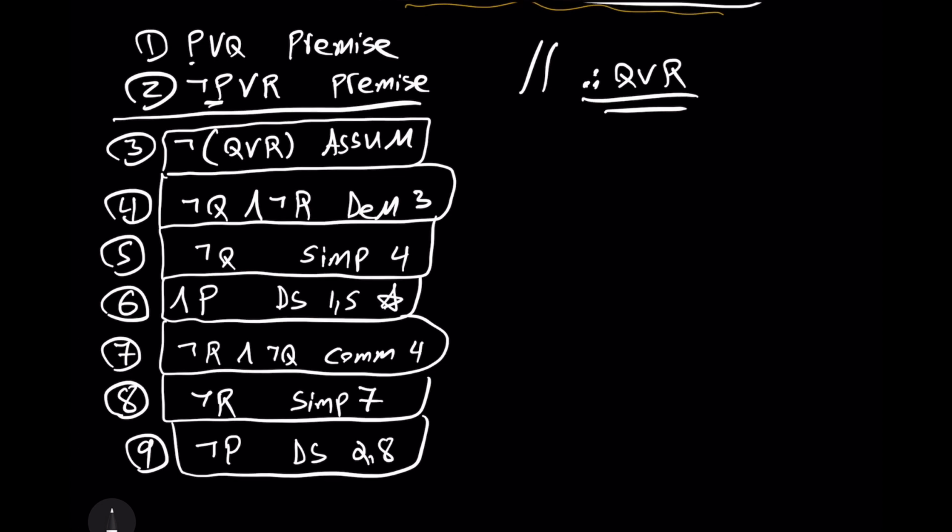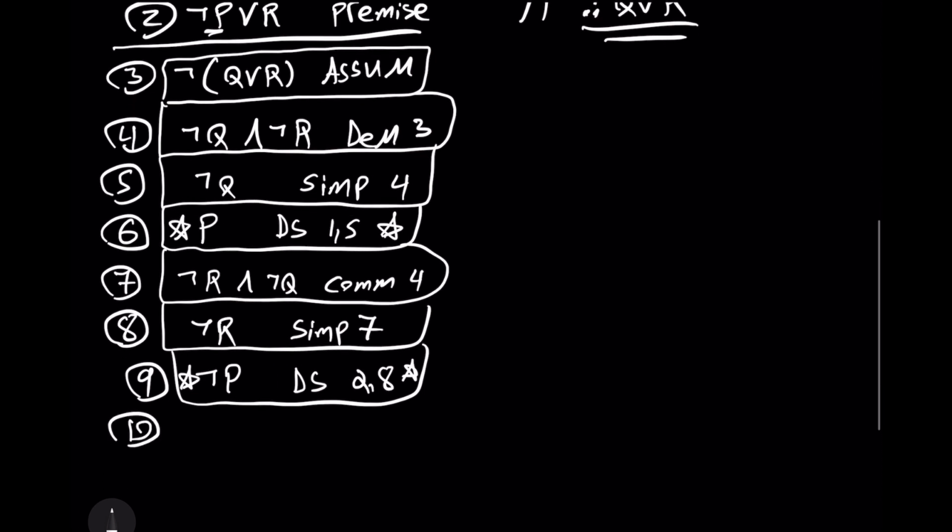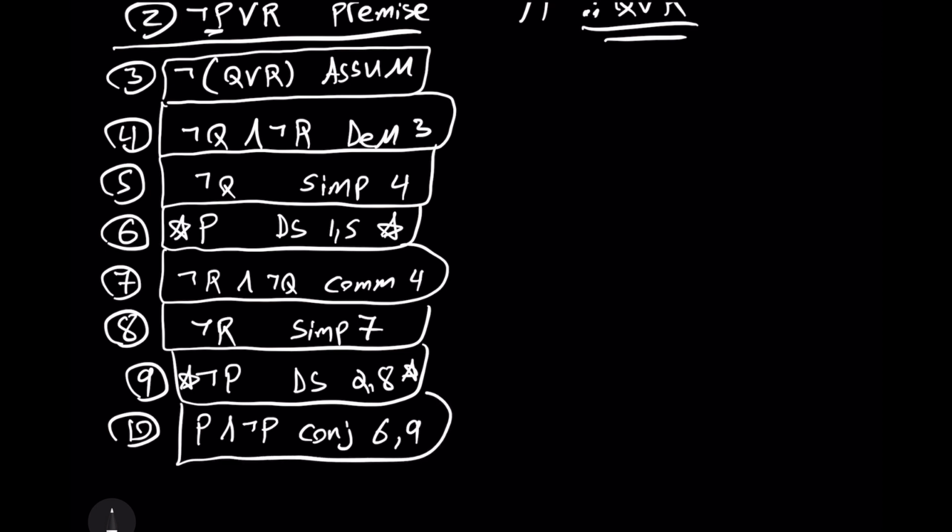line 6, we have this P. Line 9, we have this not P. So let's just combine those together to 10 to get our contradiction. So we have P and not P through the conjunction rule with lines 6 and 9. So based on this assumption, line 3, we end up at this contradiction. So that assumption must be false, right?